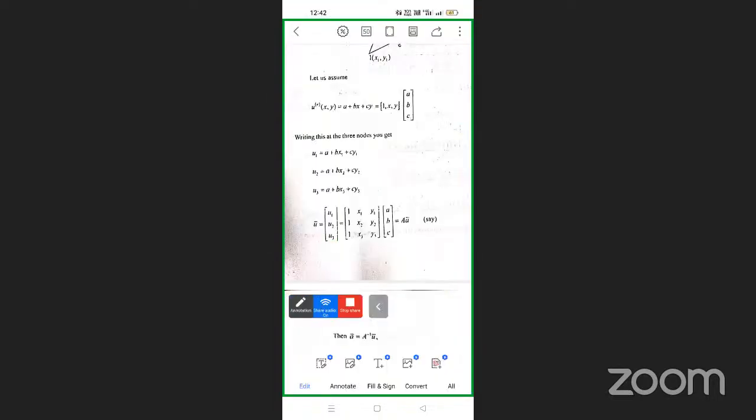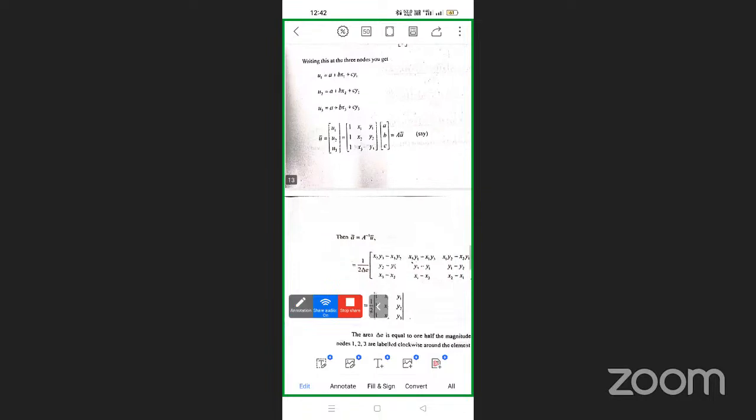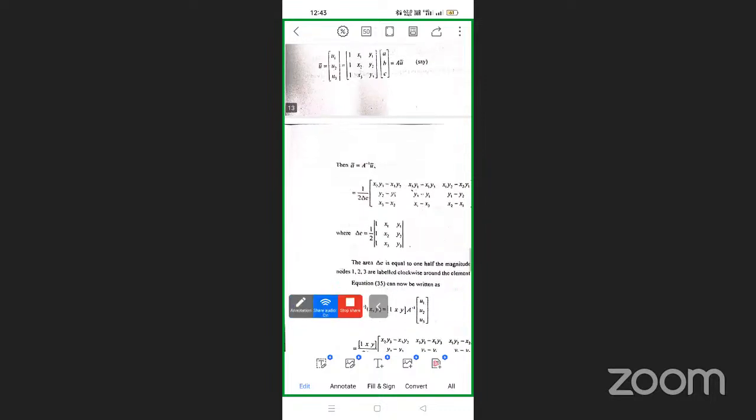Next, these three equations in matrix form. This is the column matrix. Next, rows 1, x1, y1; 1, x2, y2; 1, x3, y3. And A, B, C is the column matrix. So that is U bar equals A into A bar. This is the matrix form. So we can find A bar: A bar is equal to A inverse into U bar.